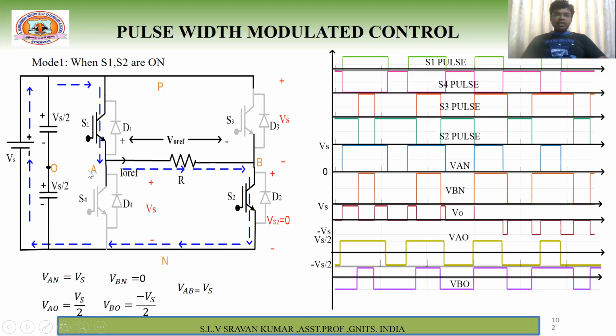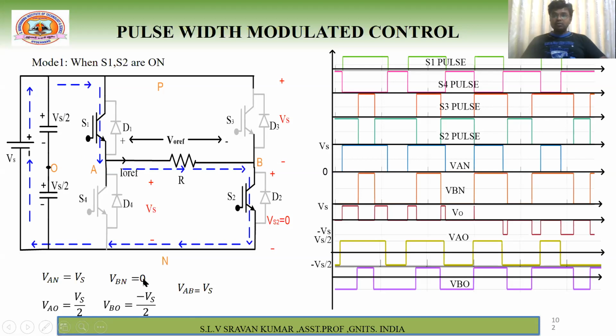Now this point is A, this point is B. That means the load is connected in between A and B, so that is the load voltage. Now this is the neutral point. What is the voltage between A and N? Very simple. The same voltage that exists here will exist between A and N. So VAN is equal to Vs. Next, what is VBN? Here I have written 0.